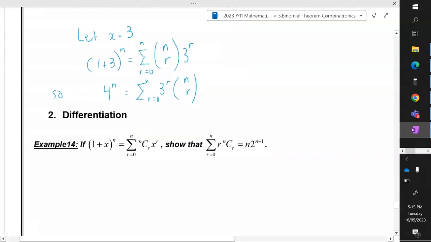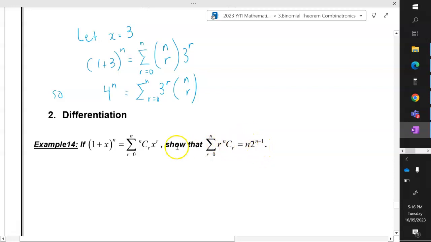Now, if you haven't done calculus yet, this is not for you. If you're in my accelerated group of kids, you've done it, so it's going to work for us. So we want to say that if 1 plus x to the n is equal to the sum of nCr x to the r, which we've looked at above, we want to show that this is the case. Okay, so we've got r nCr, and n 2 to the n minus 1.